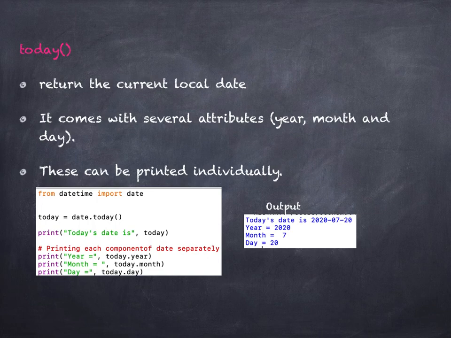That can be done using today.year. That is, today here represents the variable. Today.year, today.month represents the month in the given date, and today.day will give the day in the given date. Given date is the current date.